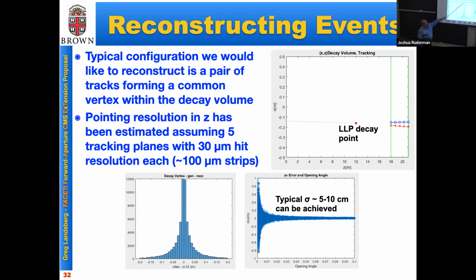And assuming 30 micrometer hit resolution, which is typical for silicon detectors with 100 micrometer strips, the Z resolution is actually very good. It's a few centimeters, a couple of centimeters, so we really could pinpoint the location inside the decay volume fairly precisely. So depending on the opening angle between these two tracks, that's the signal which we could achieve.